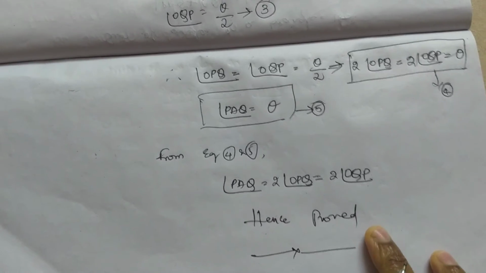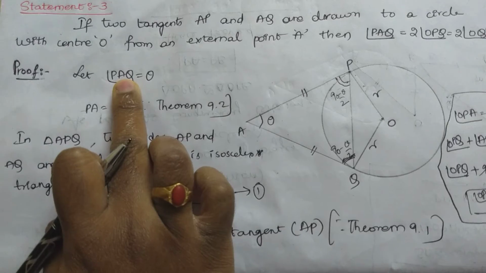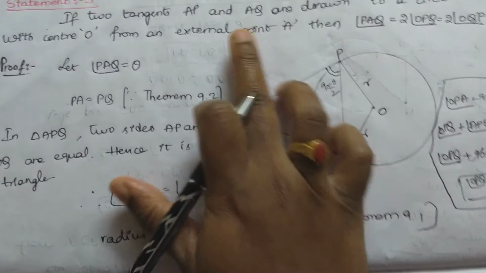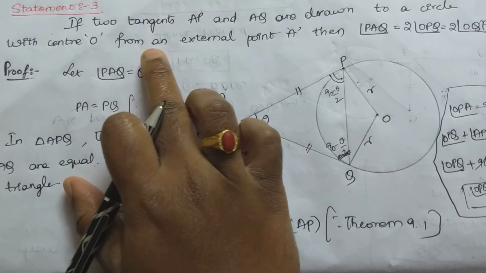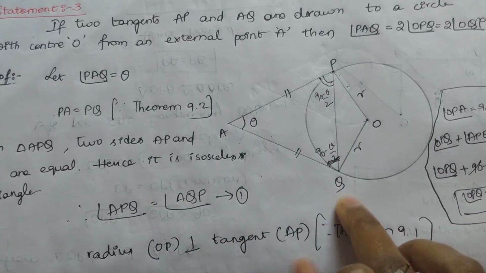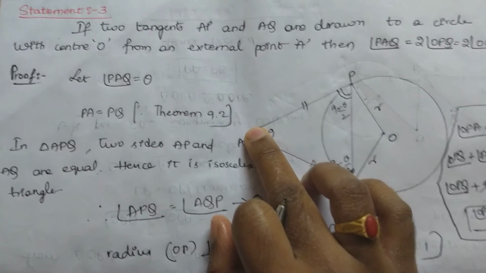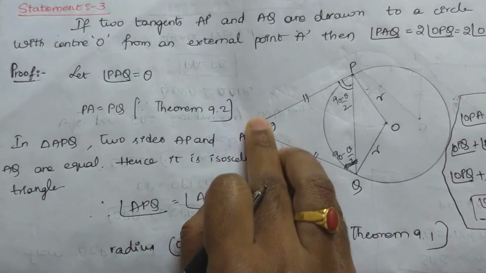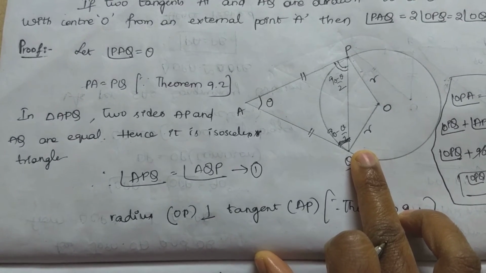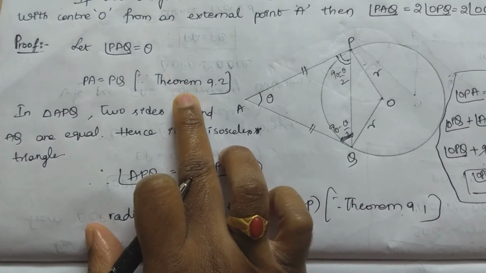Let me re-explain this very briefly. See here, I first assumed the angle at A as theta. After that, they have given that from an external point 2 tangents are drawn, AP and AQ. From theorem 9.2, we know that if from an external point 2 tangents are drawn to the circle, then those 2 tangents are equal. That we have learned as per theorem 9.2. So from that, I have taken PA equals PQ.